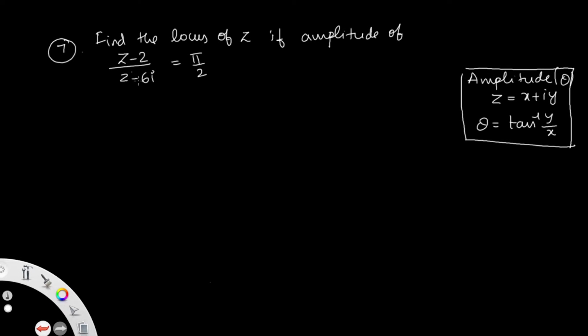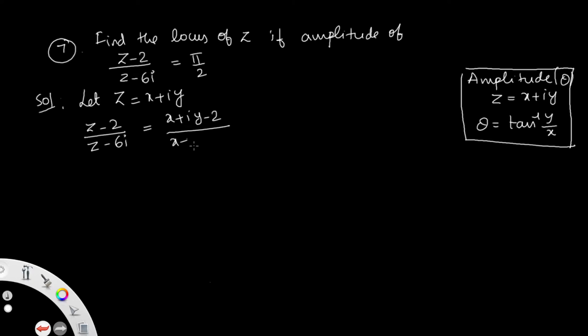That should be simplified. Let z equal x plus iy. So z minus 2 by z minus 6i, where z is substituted with x plus iy, becomes x plus iy minus 2 divided by x plus iy minus 6i.